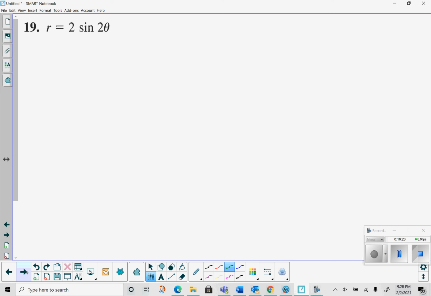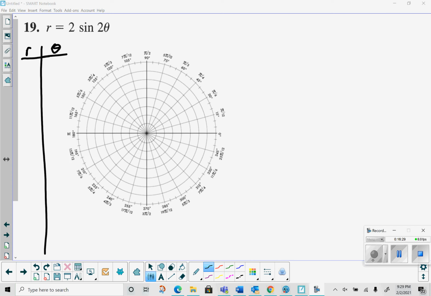Moving on. Number 19. Again, same directions, same process. Put in, say, 0 in place of theta. 2 times 0 is still 0. Sine of 0 is 0. 2 times 0 is 0. Yay, we're going nowhere because that's right there at the pole. Now, the fact that I'm going to have to multiply by theta, again, I want to go in small increments here. I don't want to just do those quadrant angles.